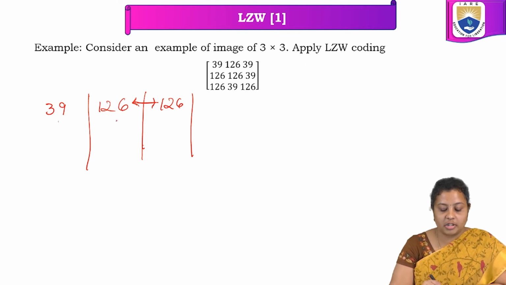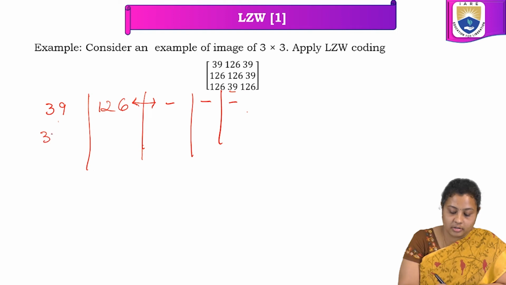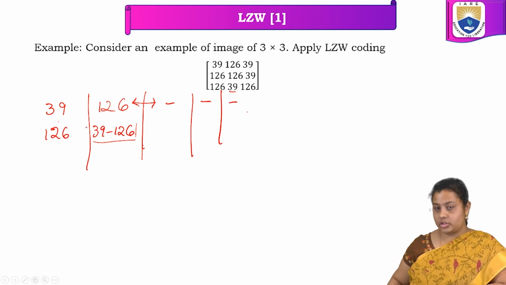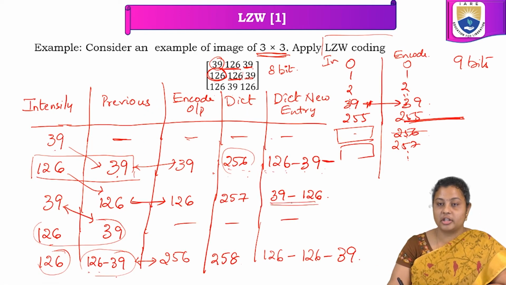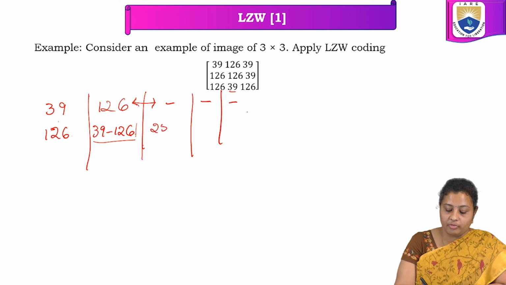Do I have the combination 39, 126? It is already existing, so I need not perform this encode output. I will leave it as it is. Now, next I will consider my next value, which is 39, then 126. Right? So now my previous intensity value combination is 39-126. The encode output will be the 39-126 code. We have given the dictionary value for 39-126 as 257. So I will write the encode output as 257.